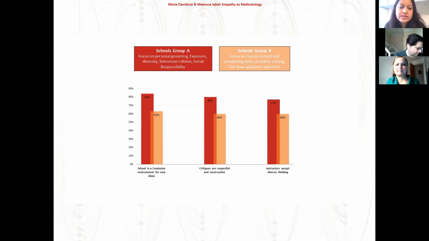So these are the three aspects that show the most diverse range of responses from students from different habitus groups. That is why I make a case here that practicing empathy in design methodology is very, very important while we are teaching students coming from different social backgrounds. And now Marie will talk about how in general we are practicing empathy in the MAAD program. Okay, thank you, Mamuna, very much.